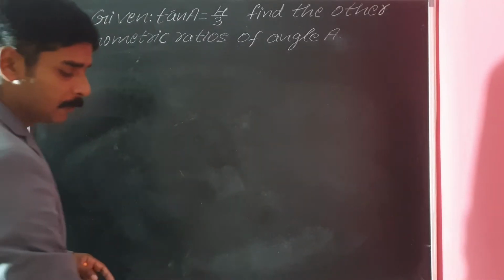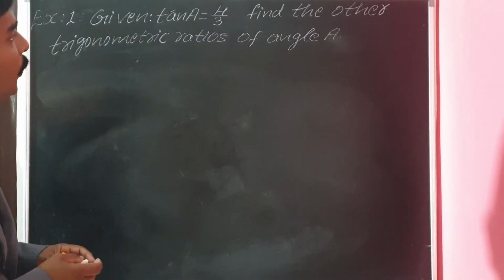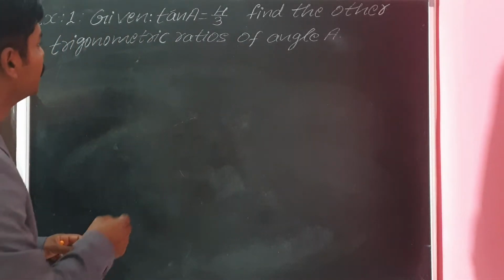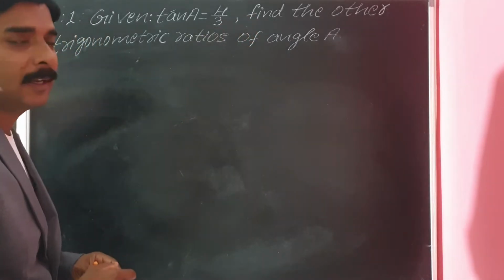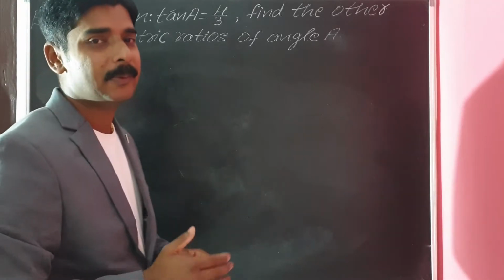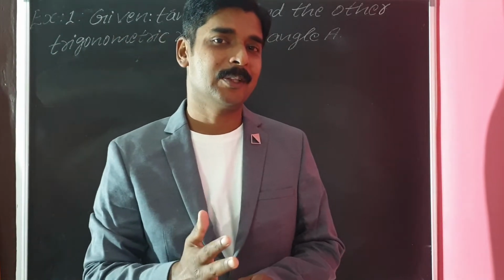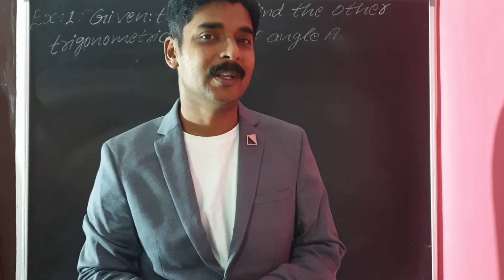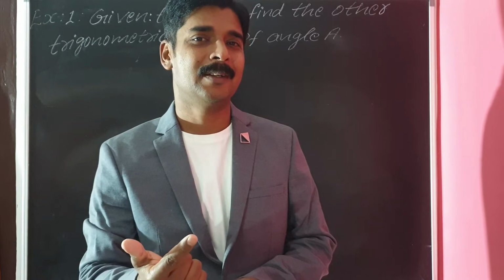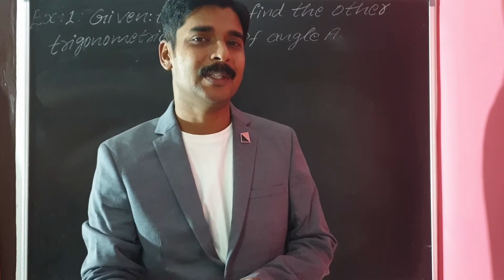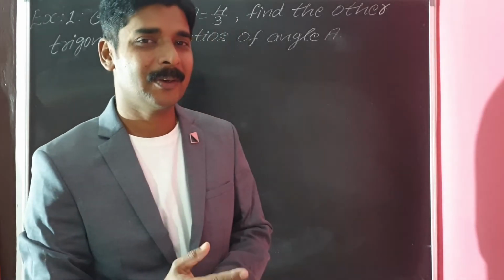The first problem: given tan A is equal to 4/3, find the other trigonometric ratios of angle A. Last class we learned there are 6 trigonometric ratios. Which ones? Yes: sin theta, cos theta, tan theta, cosecant theta, secant theta and cotangent theta, or cot theta.